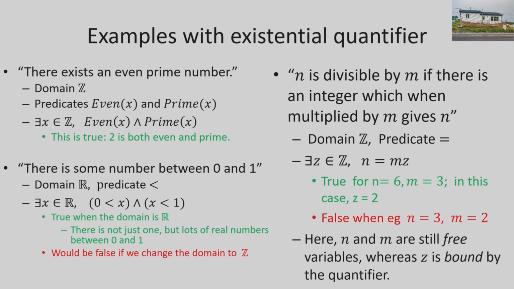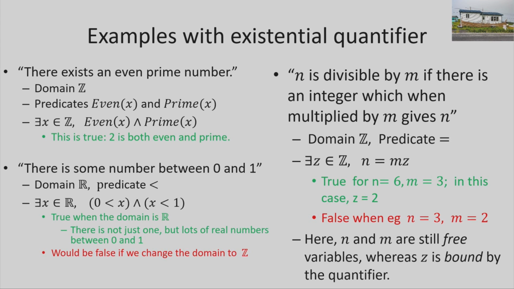So to say one more time, n and m in this formula are free variables. There is no quantifier, and we could set them whichever way we want, but we wouldn't know whether the formula is true or not until we agree on what n and m are, whereas z is bound by the quantifier. We cannot really set it to anything at will. We could say, well, yes, the formula is true and here is a witness, but it's not like we could say, okay, let's set z equal to 3 and see what happens.